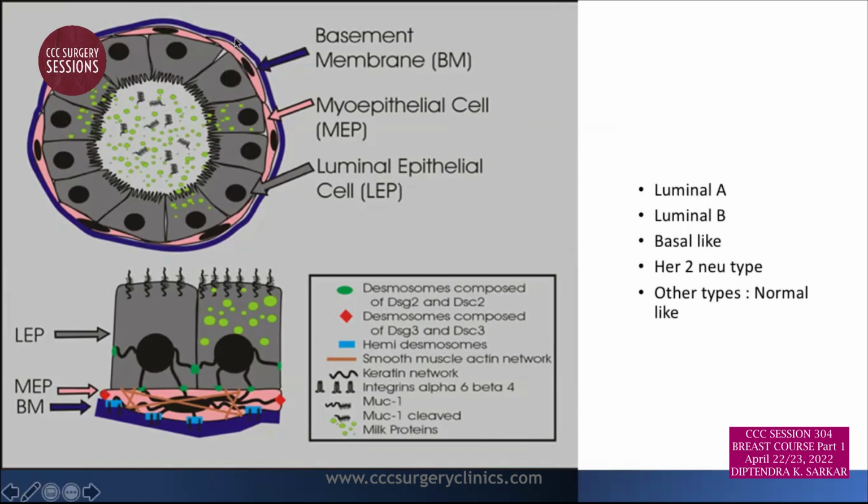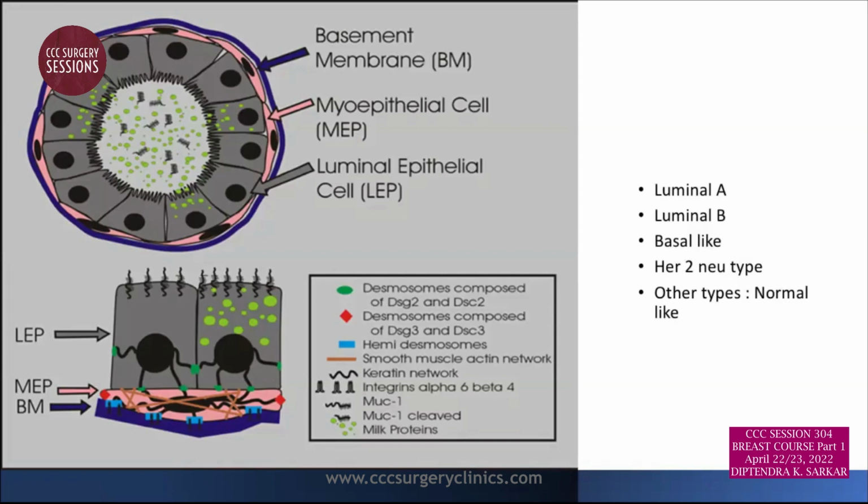And there are certain cancers which arise from the basal layer, and these are the basal cancers or HER2 enriched cancer if they do not express ER and PR. And there are certain rare variations which are called the normal looking cells, and we have multiple subtypes of each of them. So as the cell of origin is different, just try to understand.